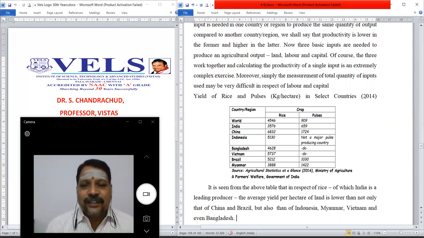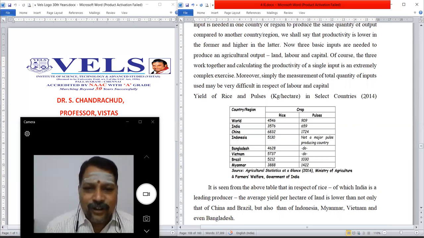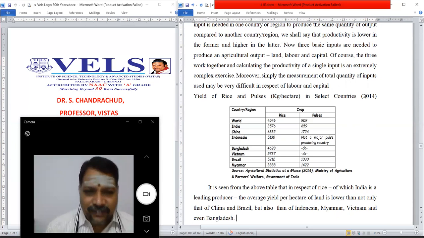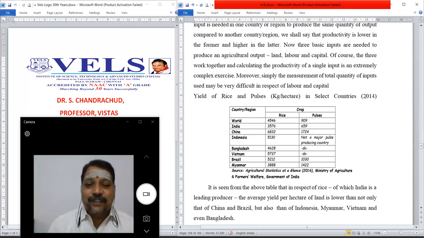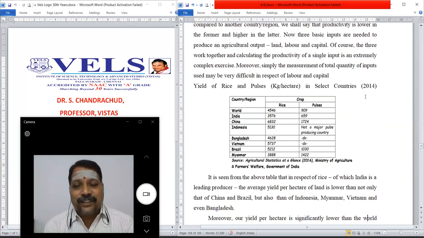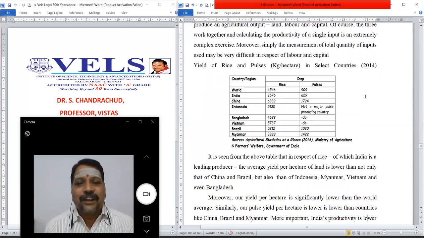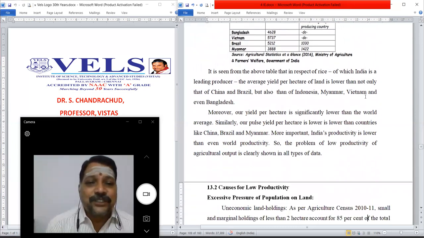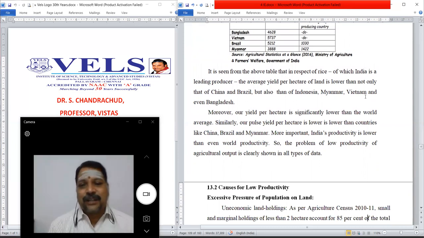If you see the figure, in the world, the rice production is almost 4,505 tons and 909 tons of pulses. But India is producing 3,500. This is the requirement of the country. So we compared India with China, Indonesia, Bangladesh, Vietnam, and this is the output that they produce. It is seen from the above table that in respect of rice, of which India is the leading producer, the average yield per hectare of land is lower than not only in China and Brazil, but also Indonesia, Myanmar, Vietnam, and Bangladesh. So this particular figure gives the average yield per hectare.